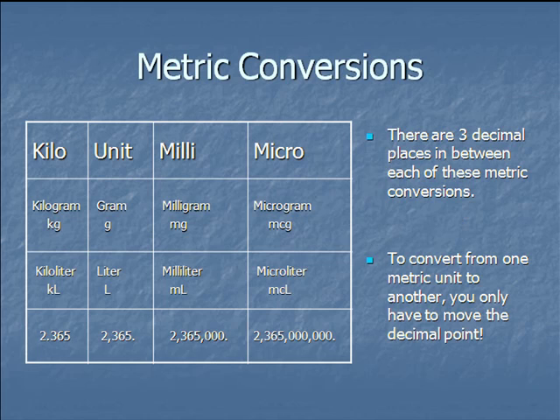With metric conversions, you are only required to know 4 of the prefixes to go with the bases: the kilo, your basic unit, milli, and micro. With all 4 of these, there are 3 decimal places in between the conversions. To convert from one metric unit to another, you only have to move the decimal place 3 places in the direction you want to go. For example, if you have a microgram and you're trying to convert it to a milligram, you simply move the decimal 3 places to the left.